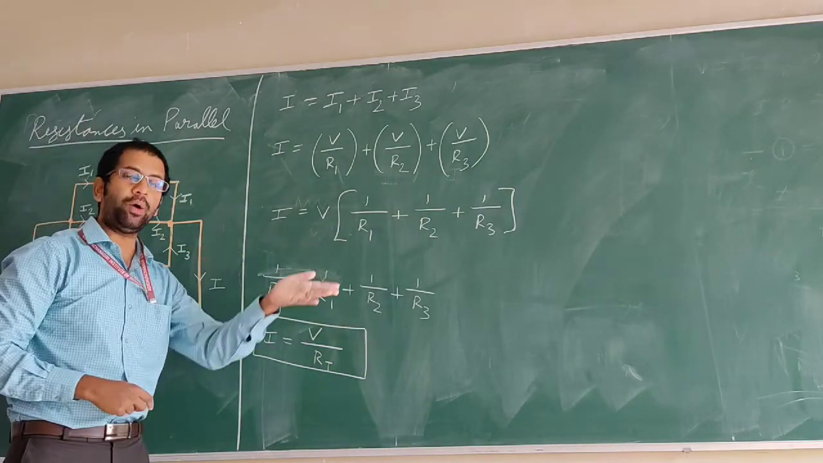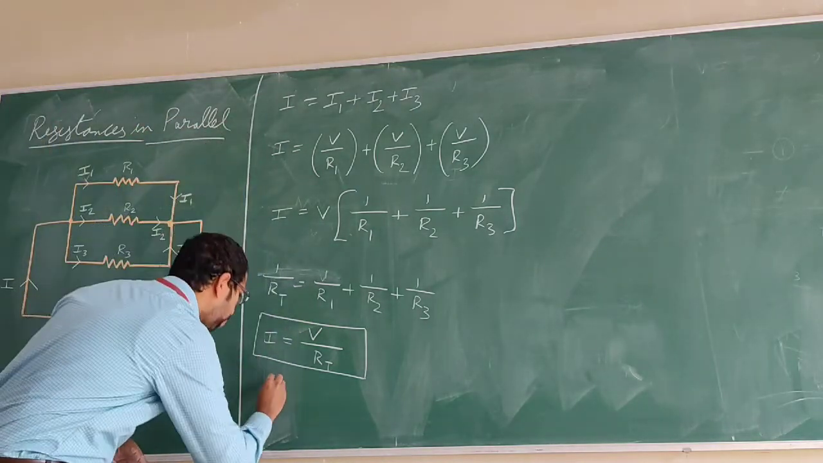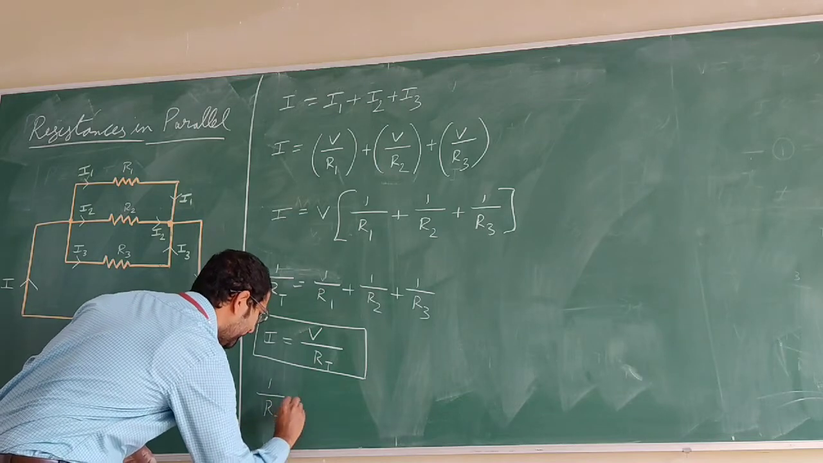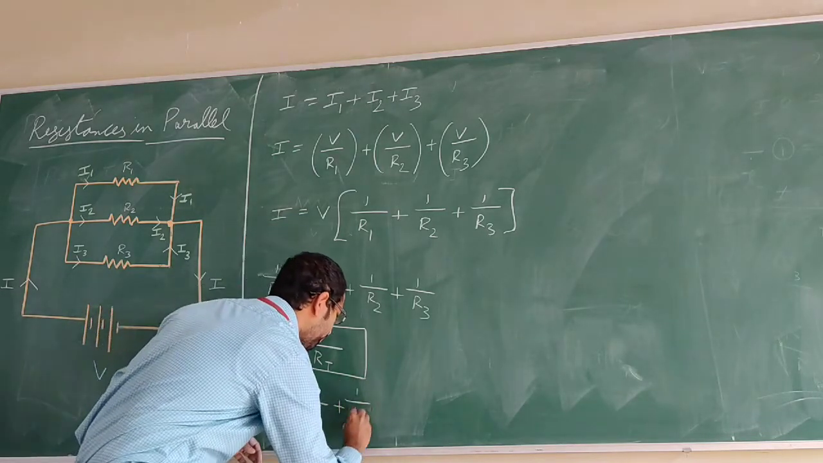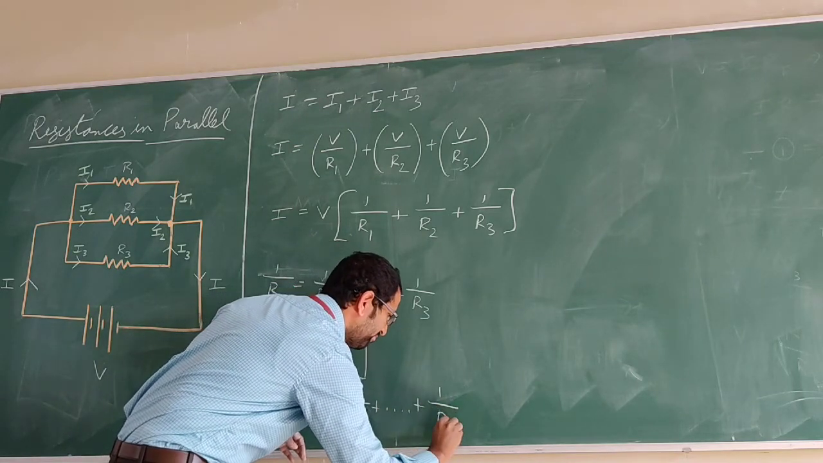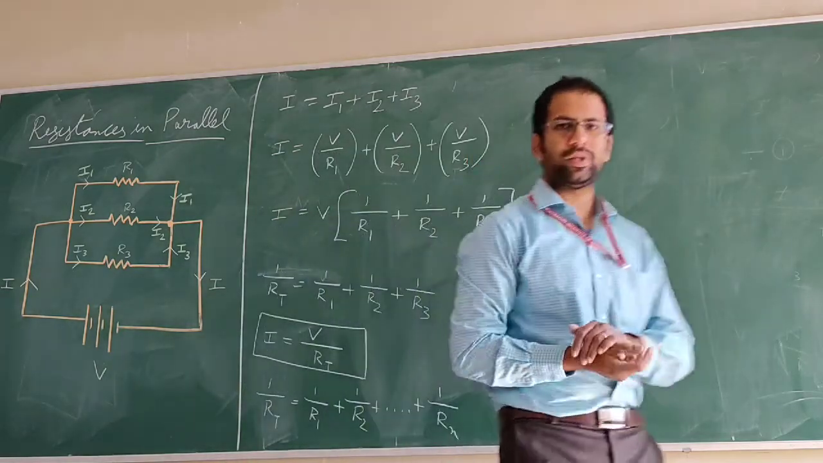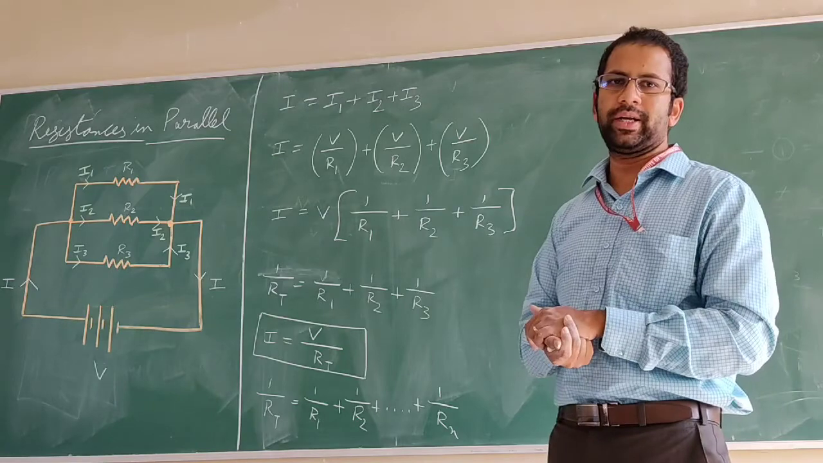Now understand, if there are n number of resistors, meaning R1, R2, R3, R4 till Rn, so 1 by RT is equal to 1 by R1 plus 1 by R2 plus and so on till 1 by Rn. This much we have. Total you have I is equal to V by RT.